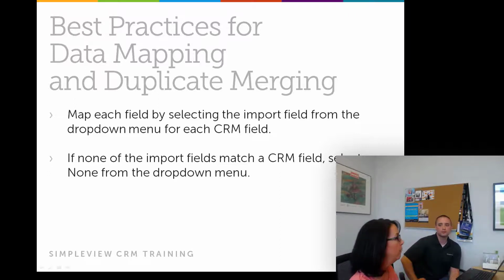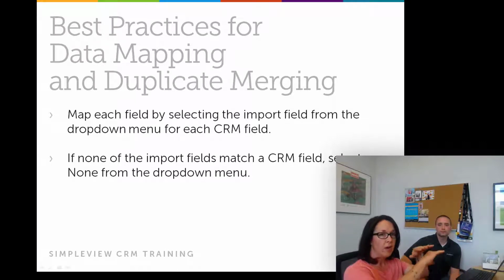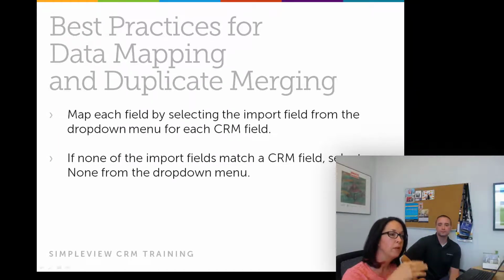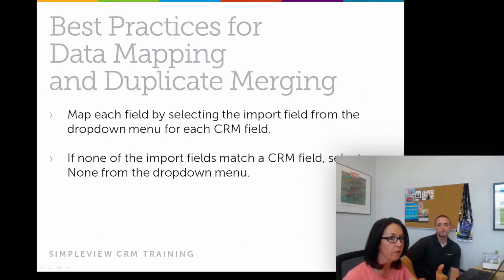So, none of the import fields match a CRM field. Select none from the drop-down menu. So this is kind of an obscure one. What they're saying here is, if you've got a spreadsheet with lots of data and you're not using all of those fields or column data within your import, then you're going to ignore it. So you've got extra data within the spreadsheet, but also within CRM. Maybe there are fields within your CRM you don't want to map to. So yes, there's a chance that there's a company field in your spreadsheet, but you don't want to import that into your data in CRM. So when you do your field mappings, you're going to want to say none in that drop-down.